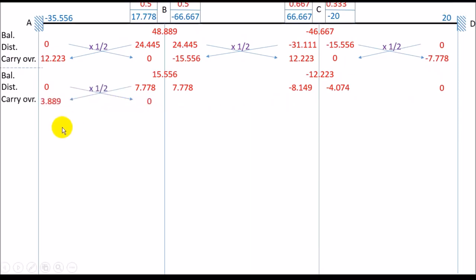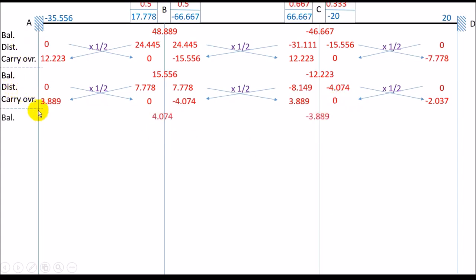And our third step is carry over. So 0 comes here, 7.778 becomes 3.889. I have just multiplied it by half. Again here 7.778 becomes 3.889. This becomes minus 4.074. And again here it's minus 2.037, and 0 is 0. Alright, so this was our second iteration.